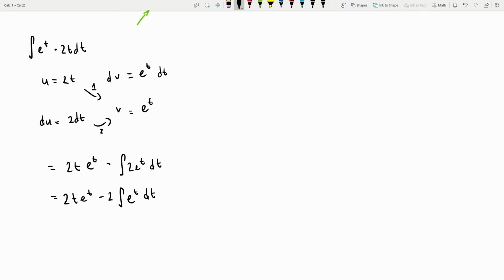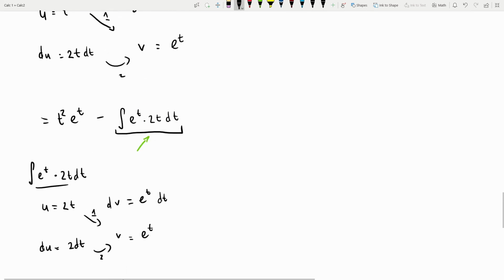This is a function that we know how to solve, and it's just going to equal to this. The integral of e to the t is just e to the t. So here we have this integral solved. But we're not done yet. If you remember, this was part of the other integration by parts. So now we need to sub this into the other integral that was right here.